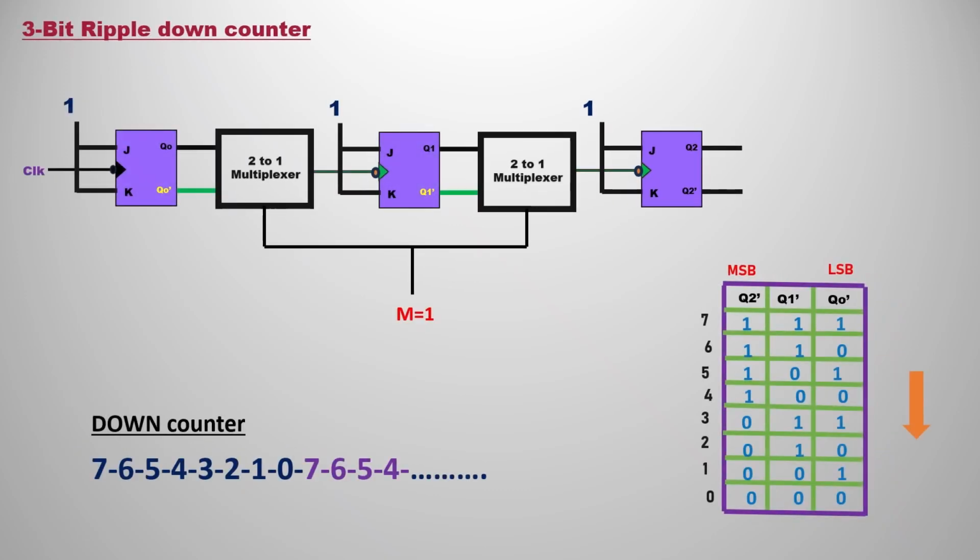In the same fashion, if you want down counting, just set the select line to 1. It just represents the reverse one. So Q0 bar will be the clock to the second flip-flop, and Q1 bar will be the clock to the next flip-flop, the third flip-flop. Again it will start from 7 and end at 0. So basically this is the down counter, the 3-bit ripple down counter. Combined, this is the 3-bit up down ripple counter.